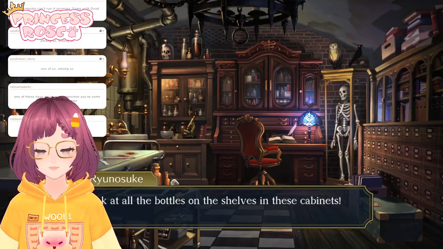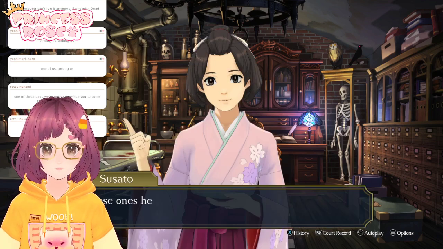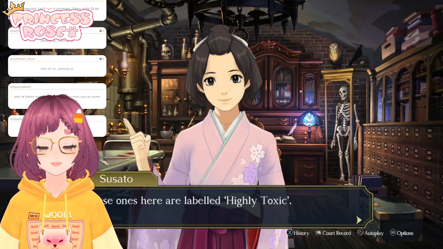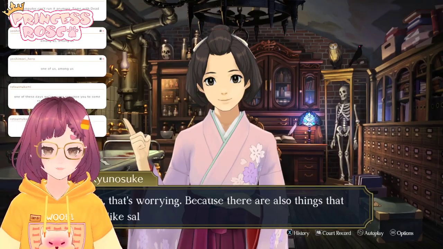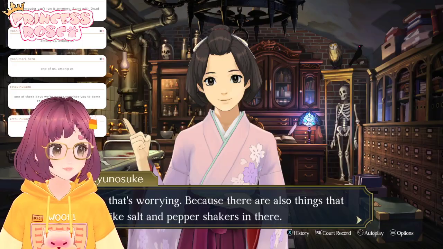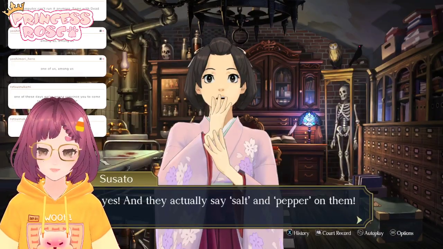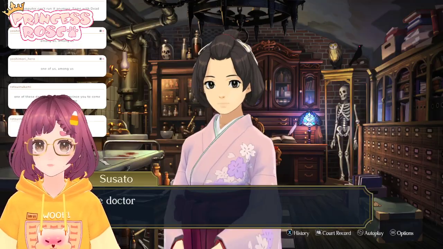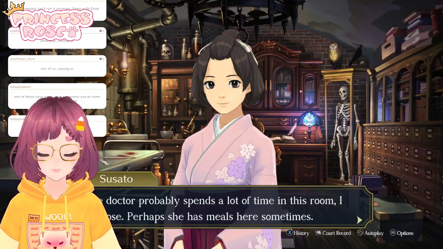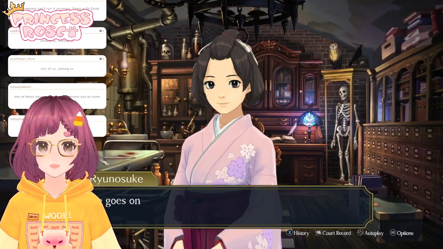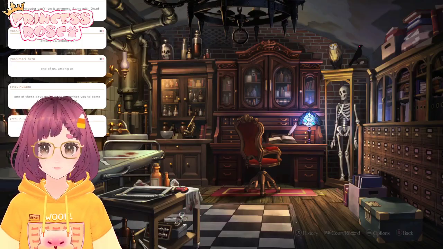Look at all the bottles on the shelves in these cabinets. What an assortment of chemicals. These ones here are labeled highly toxic. Ugh, that's worrying because there are also things that look like salt and pepper shakers in there. Oh, yes, and they actually say salt and pepper on them. The doctor probably spends a lot of time in this room, I suppose. Perhaps she has her meals here sometimes. Life goes on, even when you're surrounded by death.